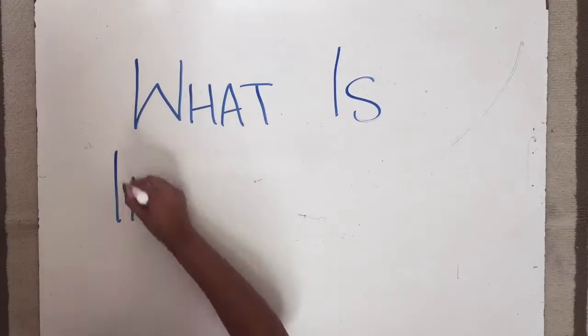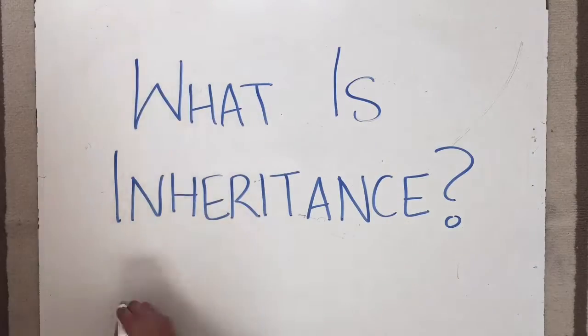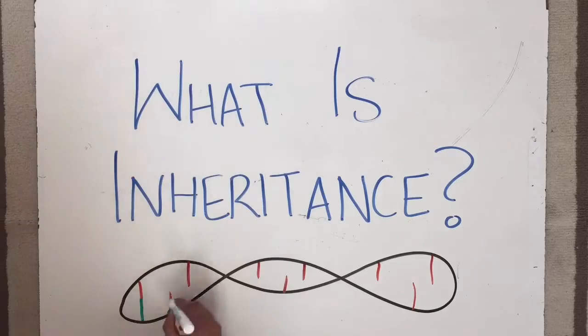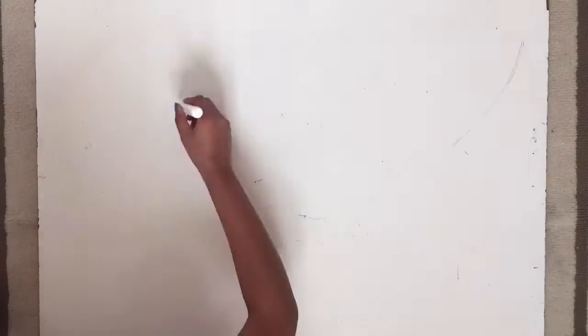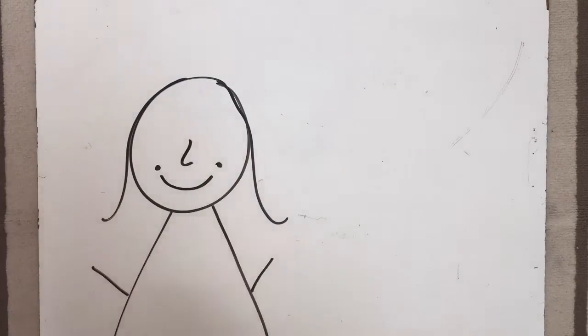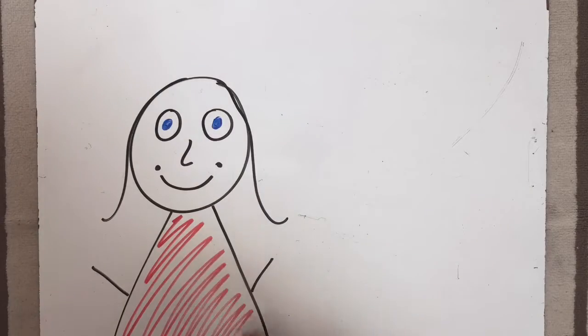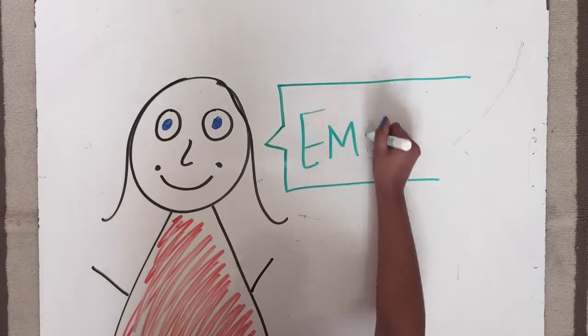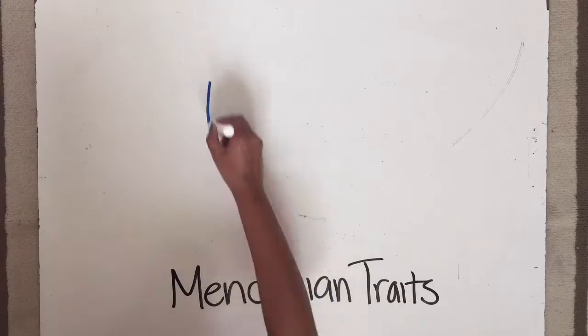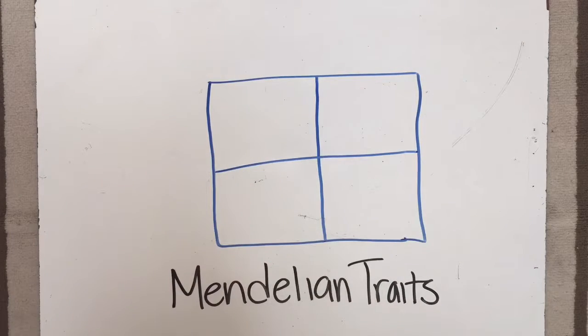So what is inheritance? Let's do a quick recap of the semester. This is Emily. She has black hair, blue eyes, and cheek dimples. Cheek dimples are examples of Mendelian traits. These are traits that follow Gregor Mendel's rules of inheritance, where there is a dominant and recessive allele.